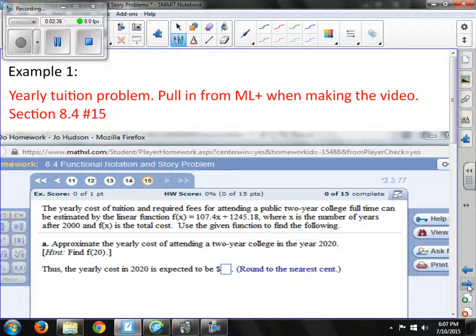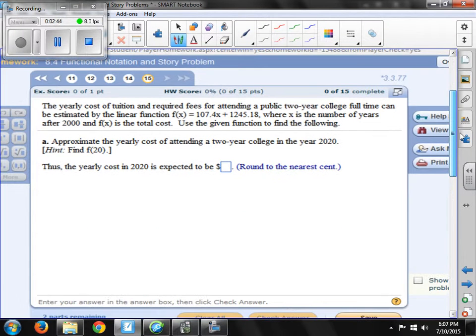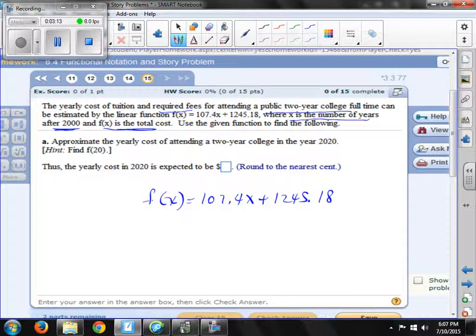Okay, for our next example, I wanted to get a problem out of your book. It was section 8.4, problem number 15. And it's about tuition. The yearly tuition and required fees for attending a public two-year college full-time can be estimated by this linear function. F of x is equal to 107.4x plus 1245.18, where x is the number of years after the year 2000 and f of x is the total cost.